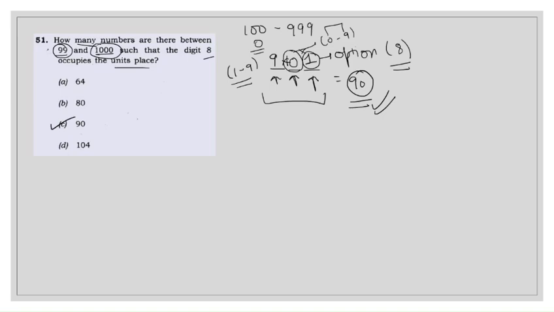The reason being 0 cannot be here, because if we write 0 and then any number, suppose 6 and then 8, this number will be a 2-digit number, but what we need is a 3-digit number. So in this case, we multiply all these and we'll get 90. So there are a total of 90 such 3-digit numbers between 99 and 1000 whose units digit, or last digit, is 8. So the answer for this question will be 90.